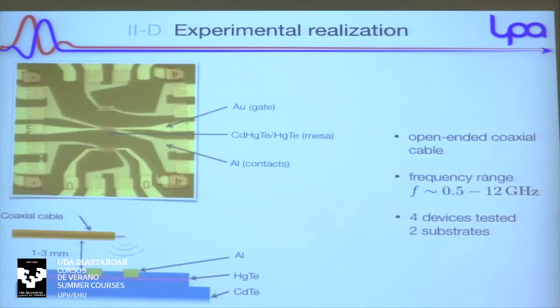So to do this experiment, you can do this rather simply. You can just take your chip with your Josephson junctions, and above the chip, you just place a coaxial cable.